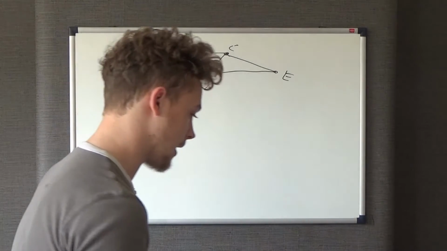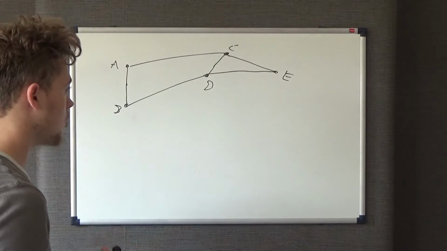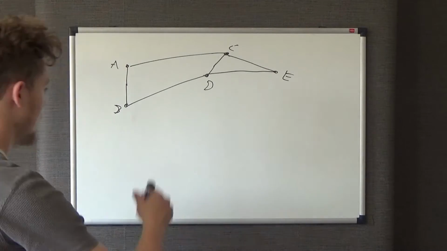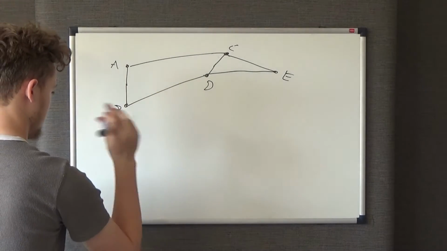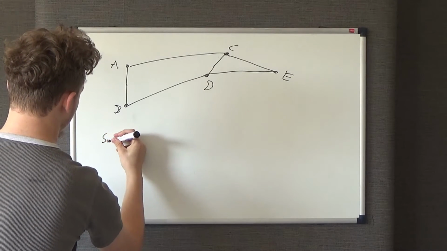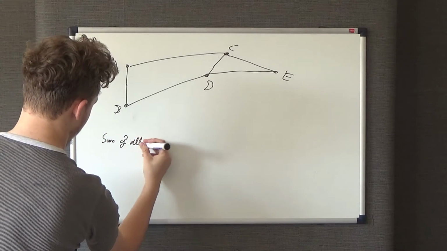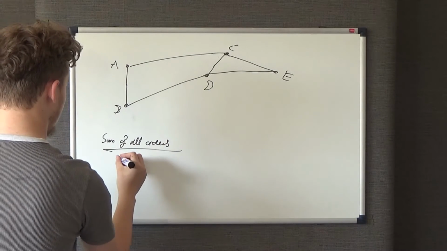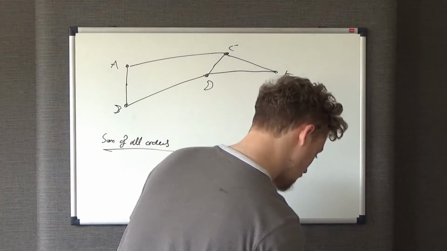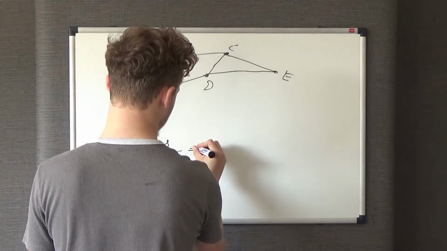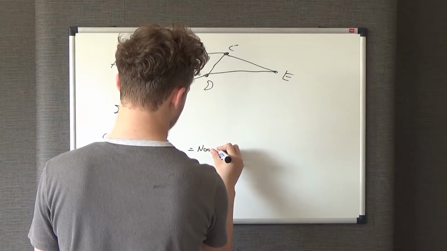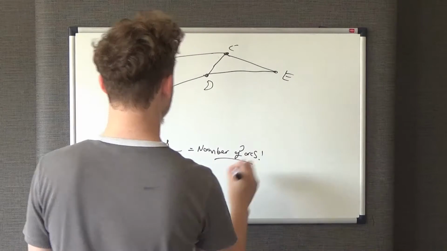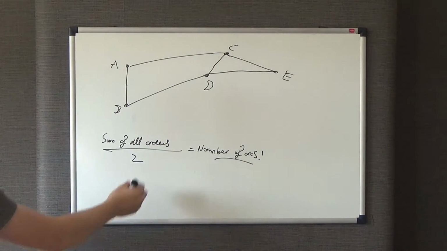So, let's just think for a second. A couple of questions you could get asked. Actually, one thing I'll just bring up: the equation is this equation, okay, the sum of all the orders over 2 is equal to the number of arcs. Okay, so what do we mean by that? Sum of all the orders?